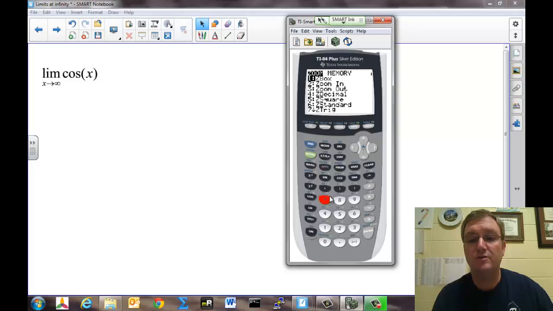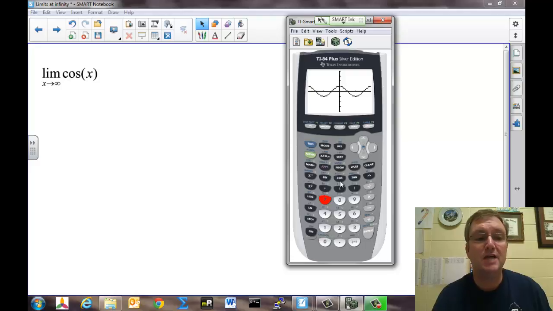This. It is a trig function, so I'm going to graph it as a trig function. What do we see about the graph? We notice that the graph goes up and down and up and down. So what happens as x gets larger and larger? The function continues in the same motion that we see on this graph here.